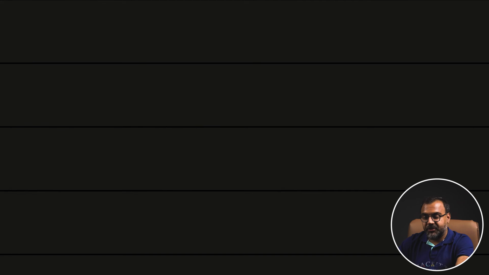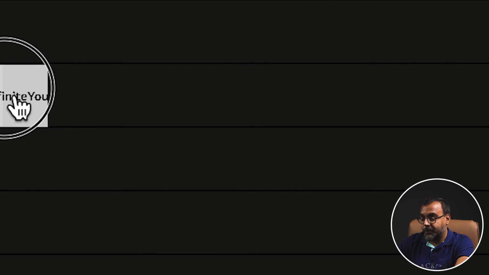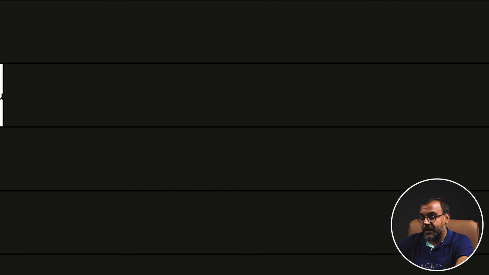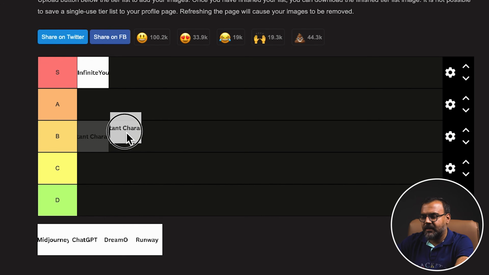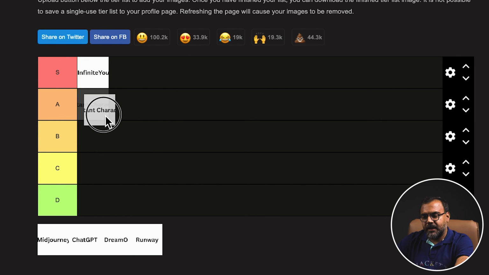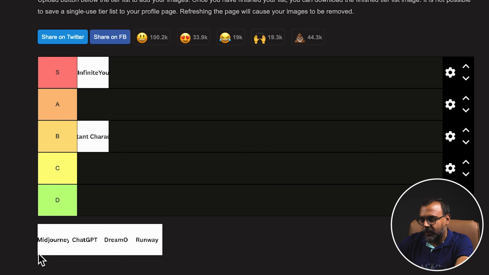So if we look at this tier list, this is where things stand after our first character. I would definitely put Infinite U up here in A to S tier. Right, I put it in S tier. Instant character, let's put it at A tier. Well, let's put it at B tier for now, just based on the results we've seen so far.